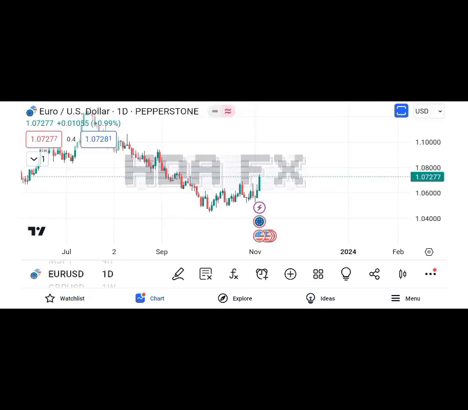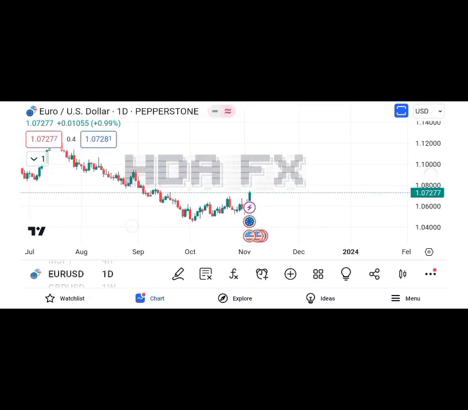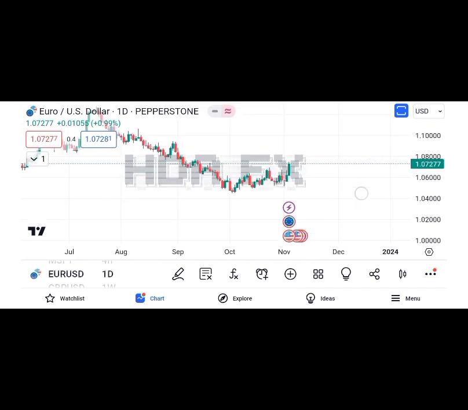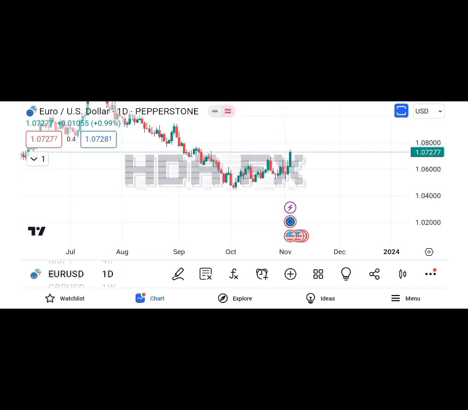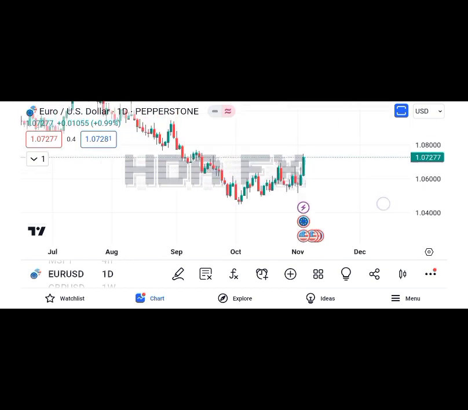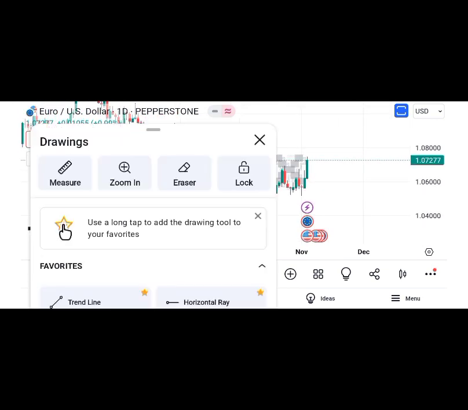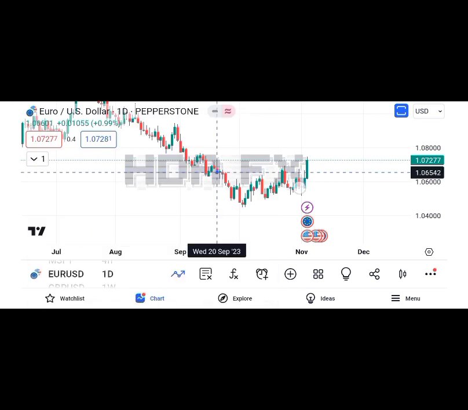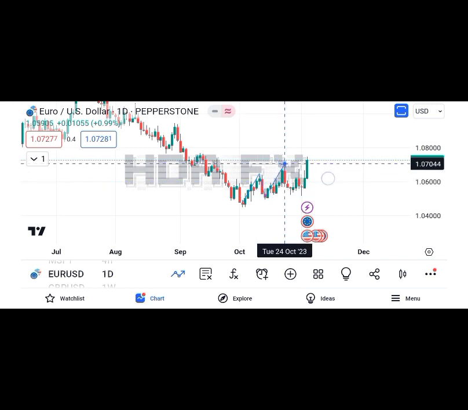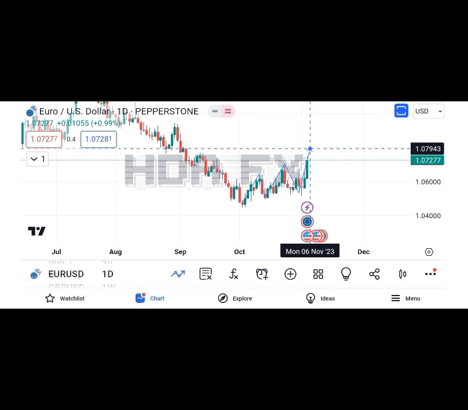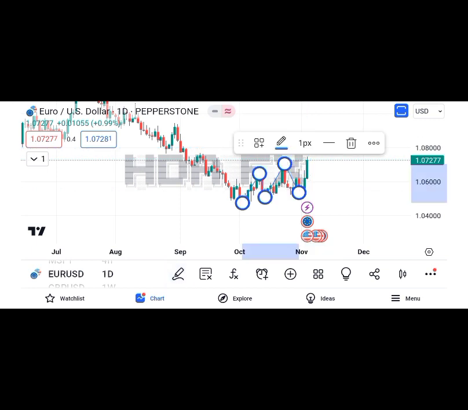So starting with Euro USD, we saw an upward movement in the previous week, and now we can see that Euro USD is in an uptrend. So we have something like this, then this. So this is the current trend of Euro USD.